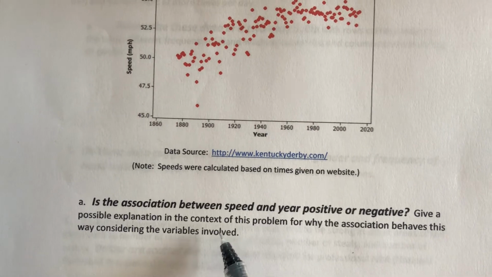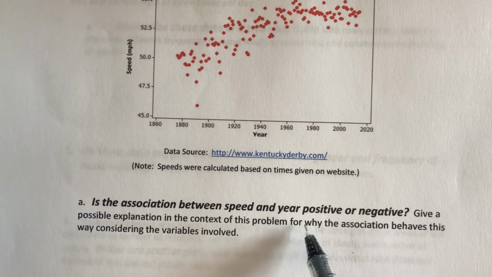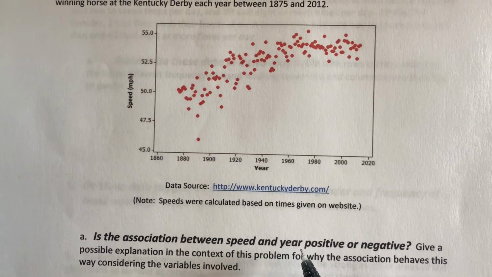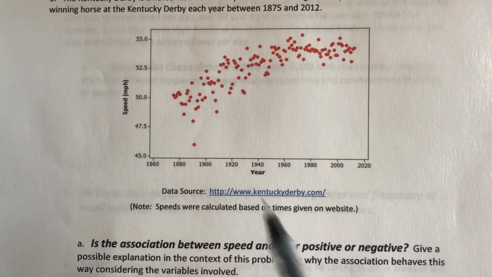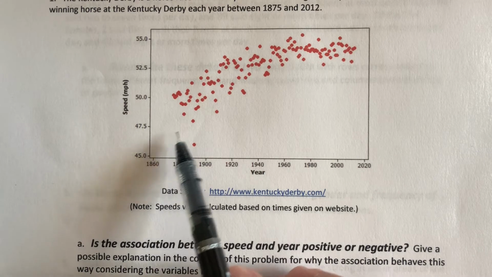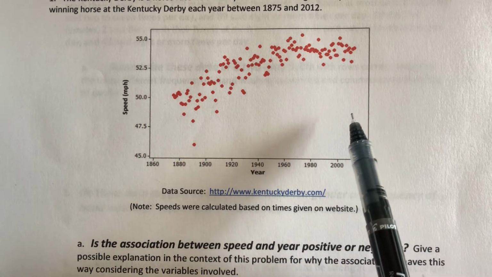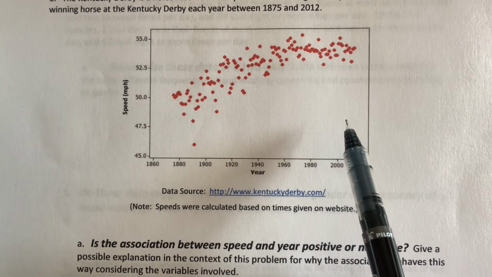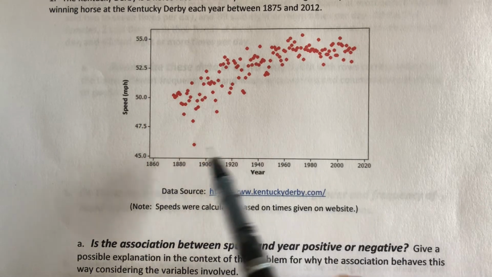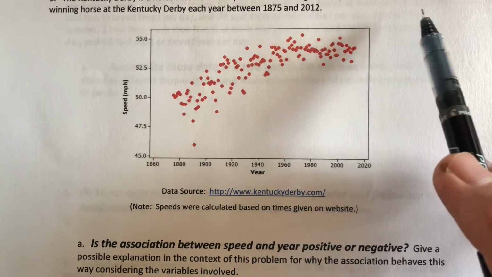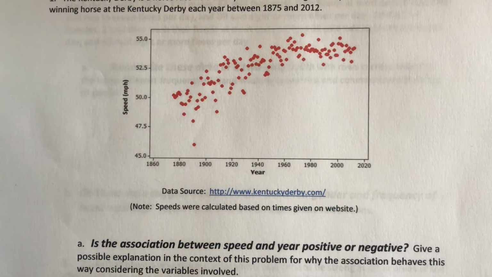So question A says, is the association between speed and year positive or negative? Now remember, when you're looking at this scatter plot, you want to look at it from the left side of the graph over to the right side, right? And then based on the pattern that you see happening with these dots, you should be able to answer the question on whether it's positive or negative. All right, so hopefully that helps you out.